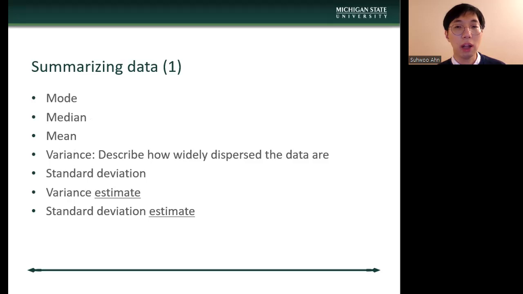And variance is the value that describes how widely dispersed the data are. So if the data are widely dispersed and a lot different from each other, we can say the variance is really high. However, if the data are similar to each other or clustered around certain values, then the level of variance is low. And also we talk about standard deviation, and also variance estimate and standard deviation estimate.